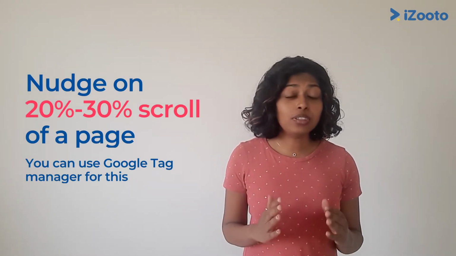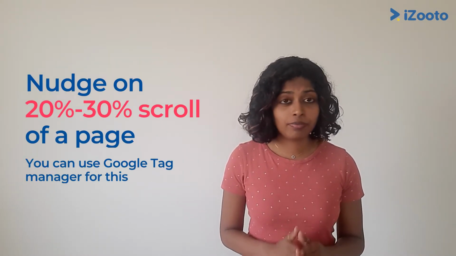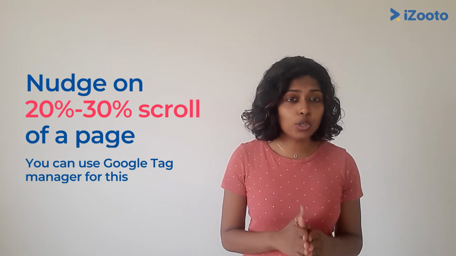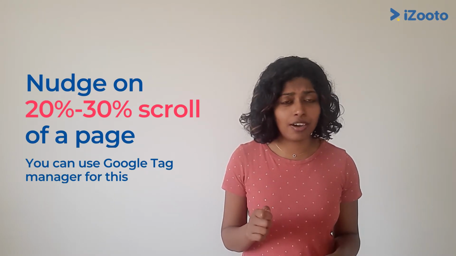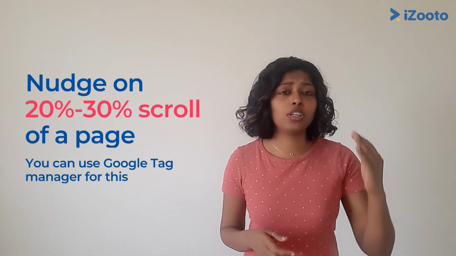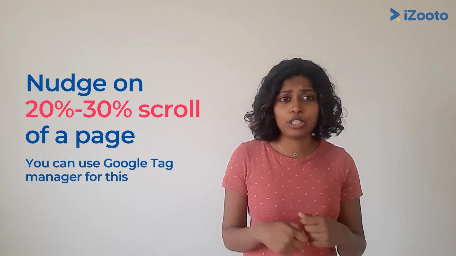Number 2. Show the prompt after 20 to 30 seconds of page scroll. You can do this by going to Google Tag Manager and setting up triggers after a user has scrolled 20 to 30%, and then you can show them the prompt. This ensures that a person has actually read to a specific point of the page and is interested, so the chances of them actually subscribing are higher.